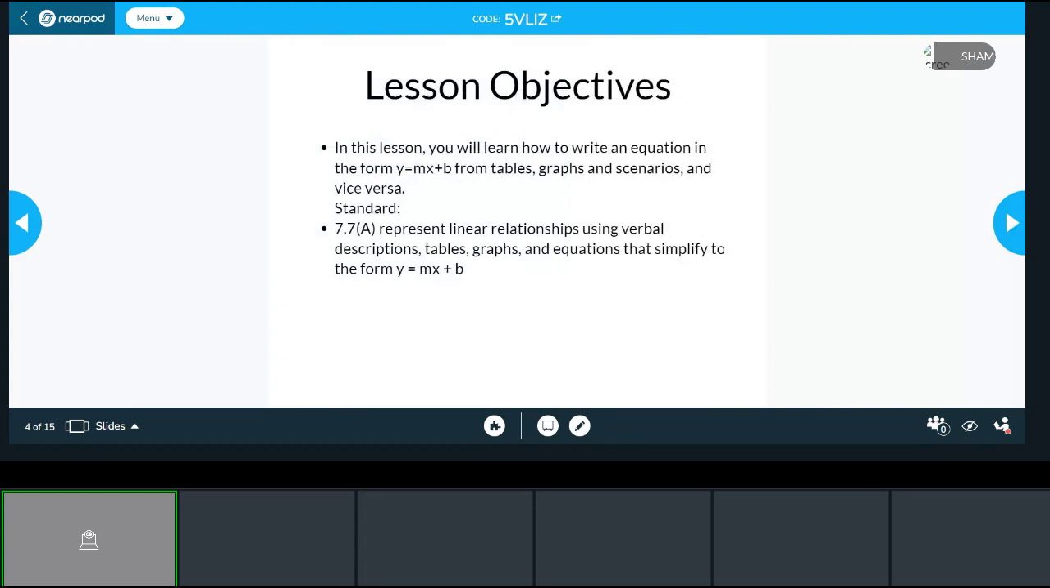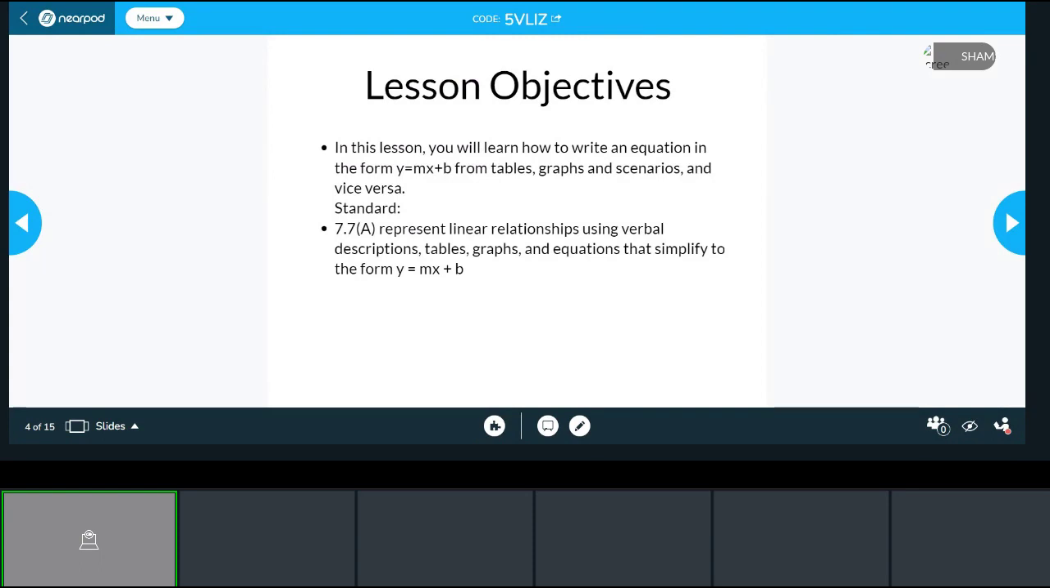Lesson objectives for today's math lesson. In this lesson, you will learn how to write an equation in the form y equals mx plus b from tables, graphs, and scenarios, and vice versa. For example, given an equation, would you be able to create tables, graphs, scenarios? And vice versa. Given a scenario, would you be able to graph it, create a table, write an equation, and so on? In all four of these multiple representations, you should be fluent with linear functions.